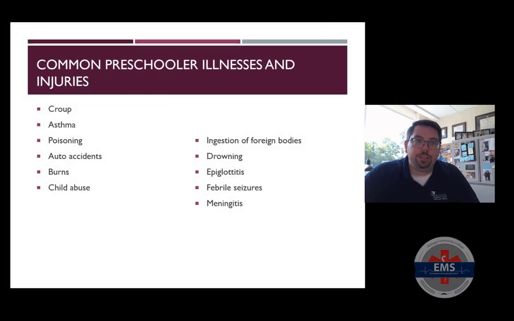Common injuries and illnesses that you see in preschoolers, there's a lot of them. They include things like croup, asthma. Again, those are very concerning because they are respiratory in nature. Poisonings, because they are exploring and they're putting everything in their mouth still. Auto accidents, in general, it could be car versus pedestrian, or improper restraining devices. Burns, child abuse. Ingestion of foreign bodies, drowning, epiglottitis, another big one we talked about as far as airway, febrile seizures, and meningitis, another big one for concern when it comes to infectious disease.